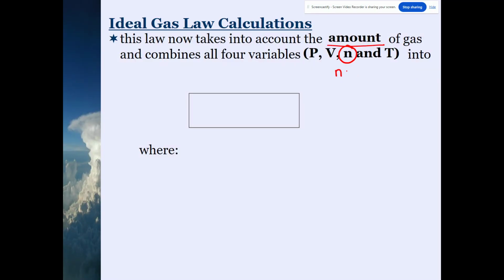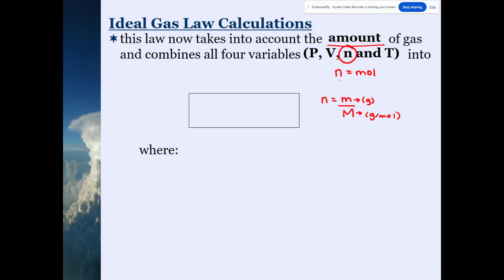N is moles, okay? But the question could also give you the mass. Remember how to convert from mass into moles. Your formula is to take the mass in grams and divide by the molar mass using your periodic table, adding the elements together to get the molar mass, which is in grams per mole.